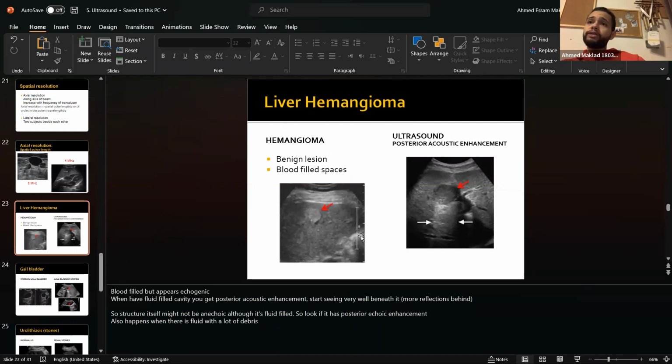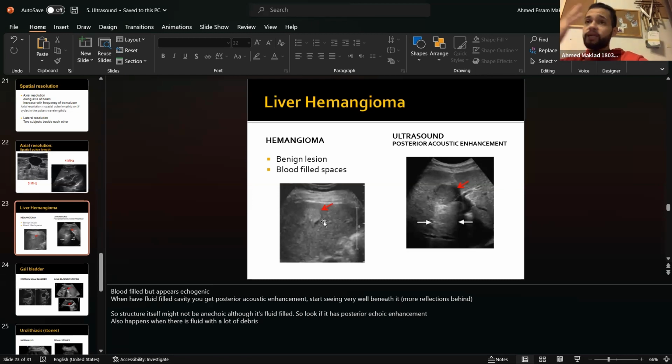And although it's filled with blood, it will look isoechoic, or it will look just like the structures near it. But you're going to notice that there's distortion. You're going to notice that there's a mass right here. Okay. You guys know what posterior enhancement, or posterior acoustic enhancement, is?